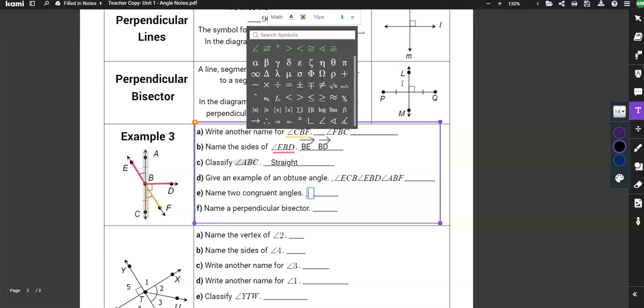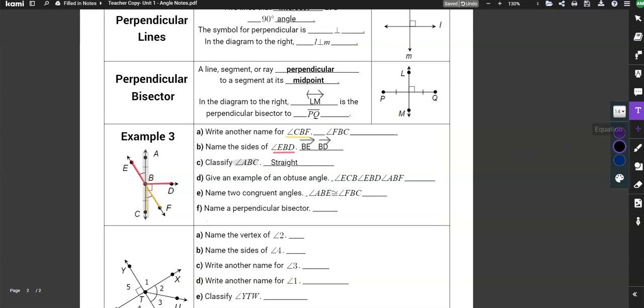So the first obvious one is angle ABE is congruent to angle FBC. And we know that they are congruent because they have the identical tick marks. So if we look here, we can see ABE right here and FBC have the same arc mark.